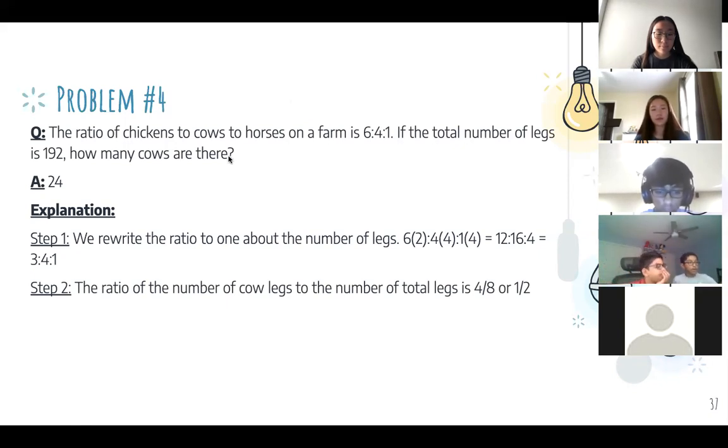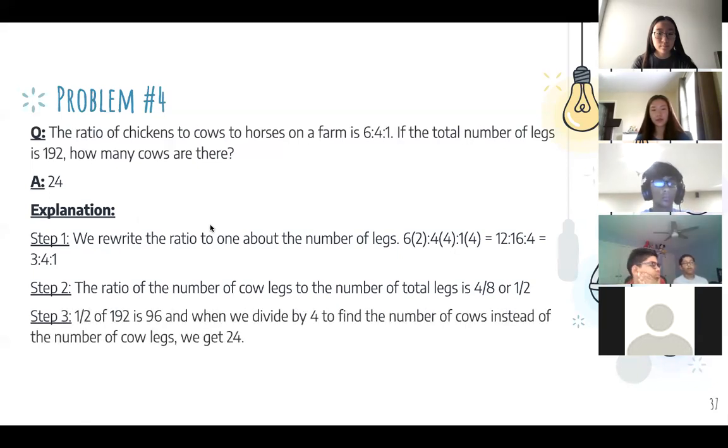And if we try to write the ratio of the number of cow legs to the number of total legs, that would be 4 to 8 or 1 to 2. Because if we look in our ratio about the number of legs, we see that it's 3 to 4 to 1. And since the parts are equal, we can find the total by adding each of the numbers in the ratio to get 8.